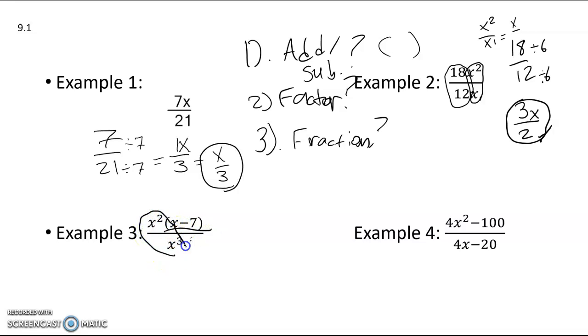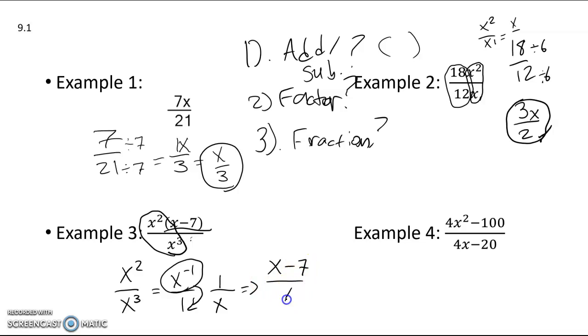The only thing I can really do now is simplify this x squared over x cubed. If I simplify that, 2 minus 3 gets me x to the negative 1 on the top of the fraction. But remember, negative exponents move to the bottom, so I'm left with 1 over x. I still add that x minus 7 on the top, so I would be left with x minus 7 over x for that one right there, okay?